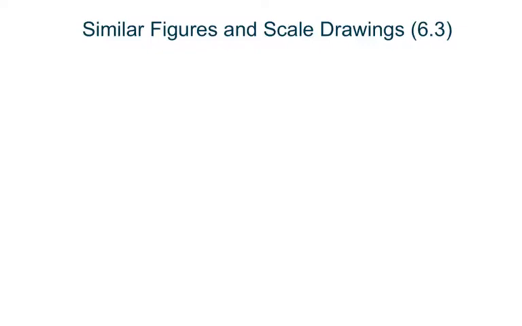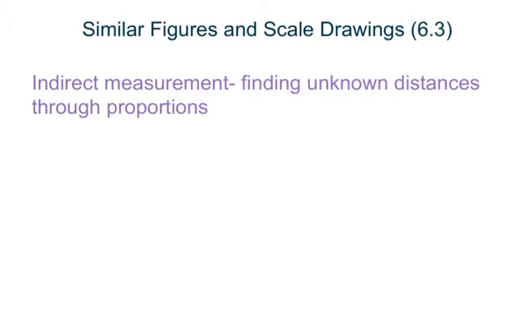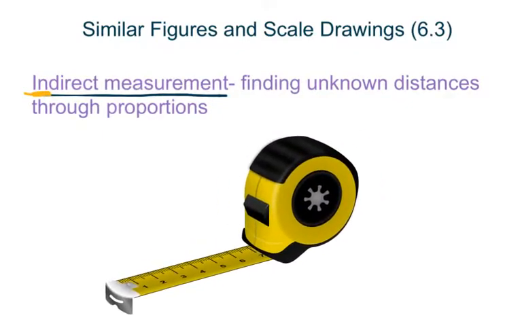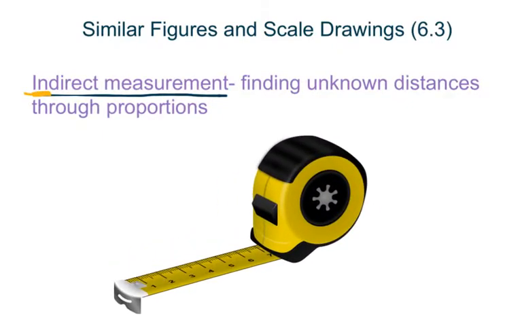Alright, similar figures in scale drawings. Indirect measurement is when we find unknown distances through proportions. And this is different from direct measurement. The "in" there, of course, means not, so this means not directly. That means you're not measuring it with the measuring tape or actually going up to it. You're doing it through proportions.